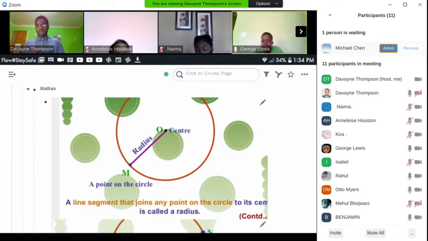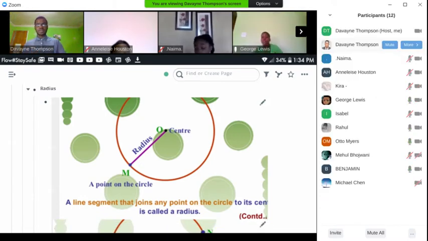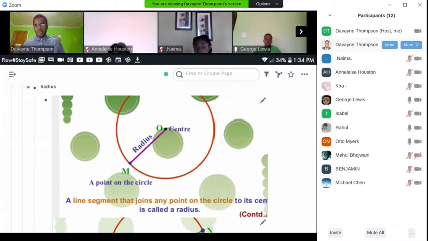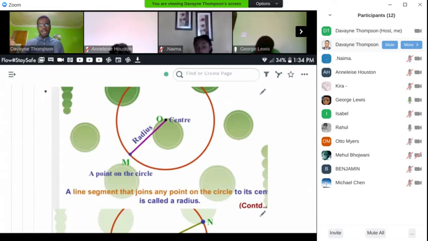Sir, I know it didn't surround the circle. Right. Okay, good. So you guys have a little background in circles. Good. So write that definition for me. A radius is simply a line segment, or just a line, that connects a point on the circle to its center.